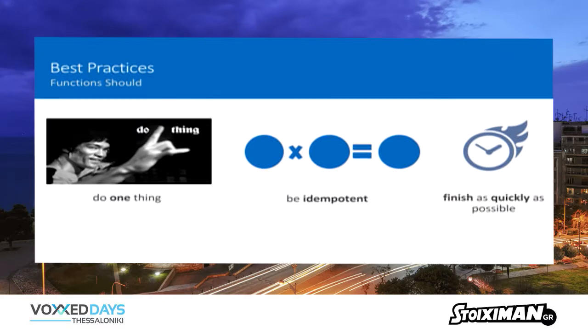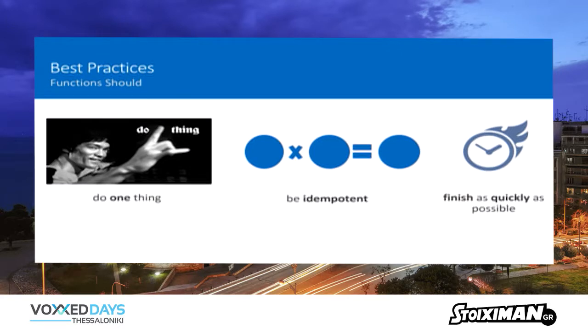The second one is that your function should be idempotent. What we mean by that is that your function should have the same result with the same input. Consider a function that is creating a record in a database. No matter how many times this function is called, you will end up with the same amount of records in your database. The same holds when your function performs an update to a record in the database. So a function is idempotent if it creates the same result no matter how many times it is executed.